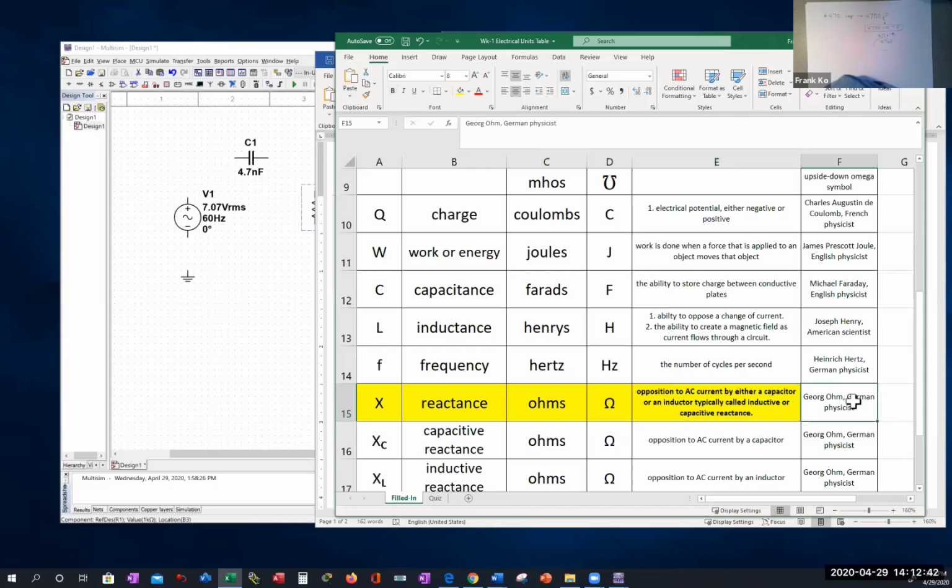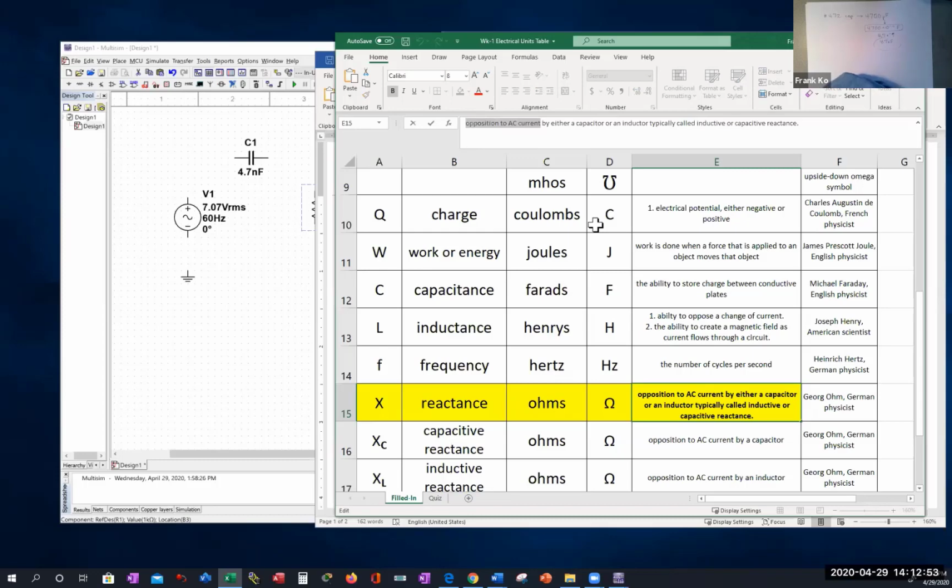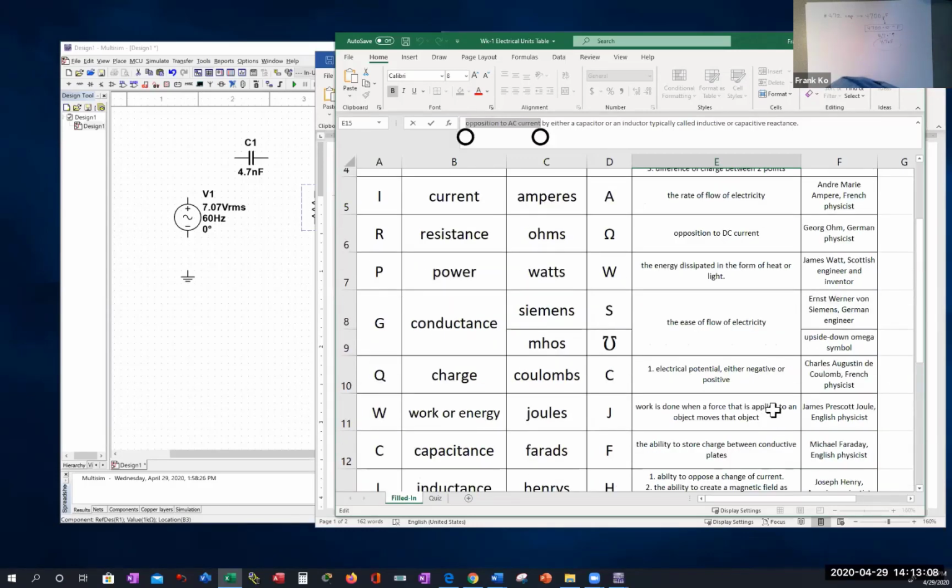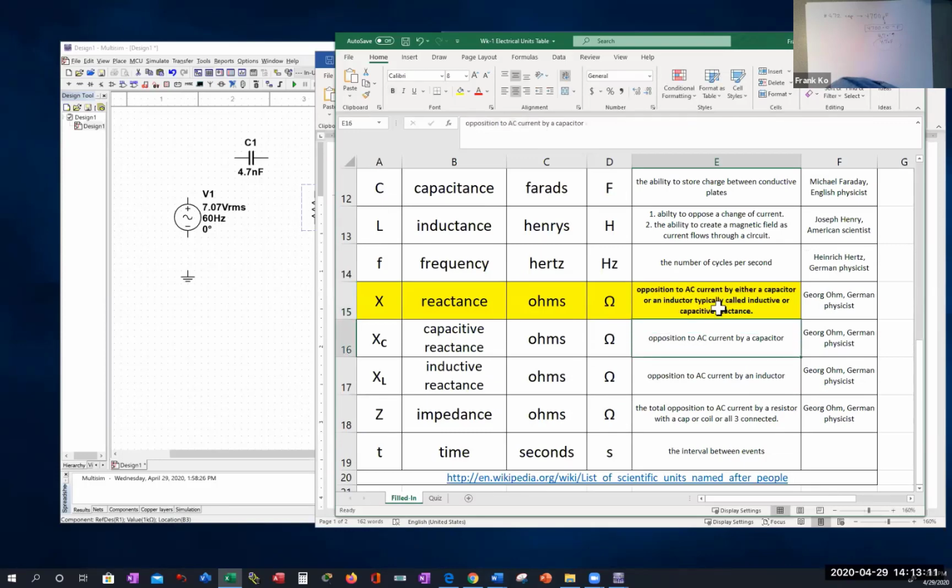Who gave this to us? Mr. George Ohm. And the very first words here are opposition to current. Does that sound like resistance? Isn't resistance opposition to current? The answer is yes. Well, we have other kinds of opposition to current. Other than a resistor, a coil will represent opposition to current, and so will a capacitor. But it will do so specifically in the presence of AC. So a capacitor has a very specific name: capacitive reactance, and a coil demonstrates inductive reactance.